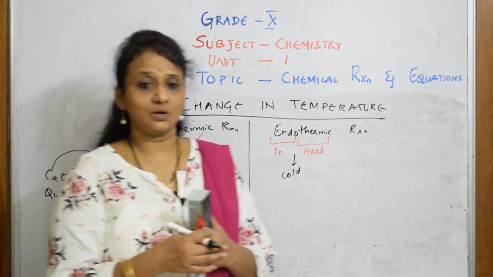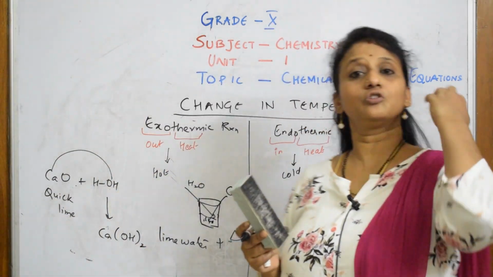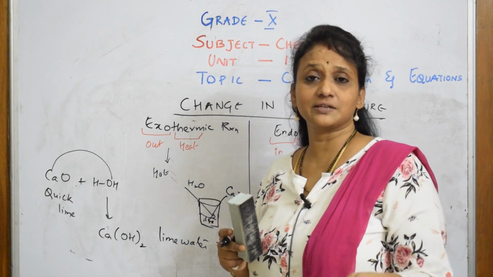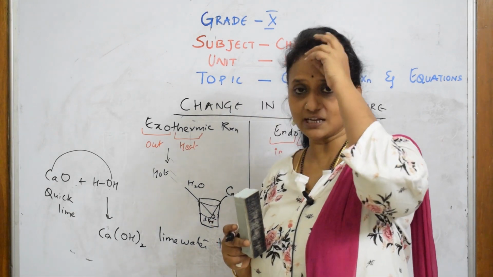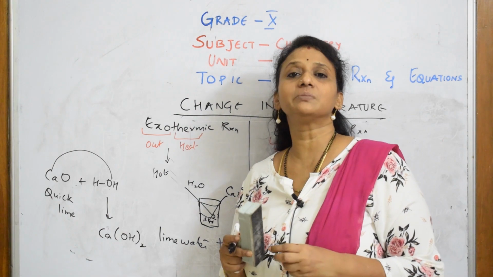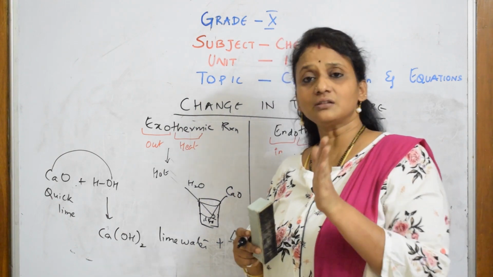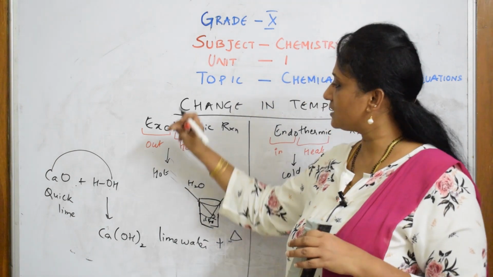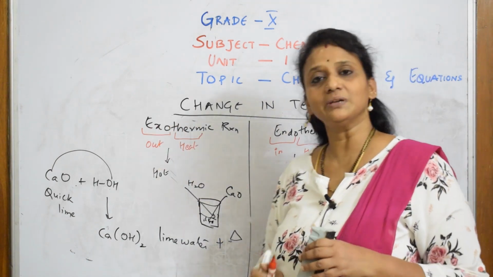Same simple example, one more. When you take zinc and drop it into a beaker containing HCl or sulfuric acid, hydrogen gas is evolved. There also, the beaker becomes very, very hot. So here the concept is the release of energy, release of heat. That's why such reactions are called exothermic reactions.